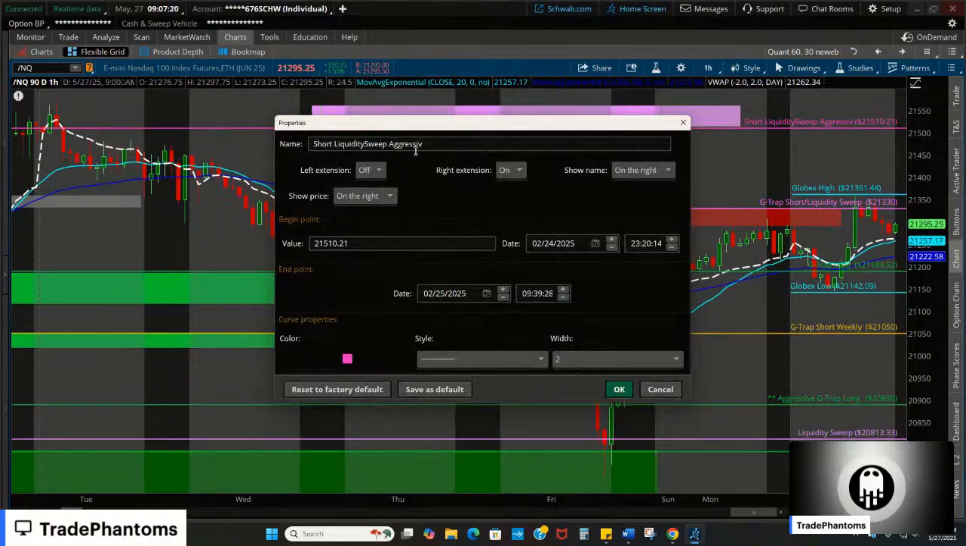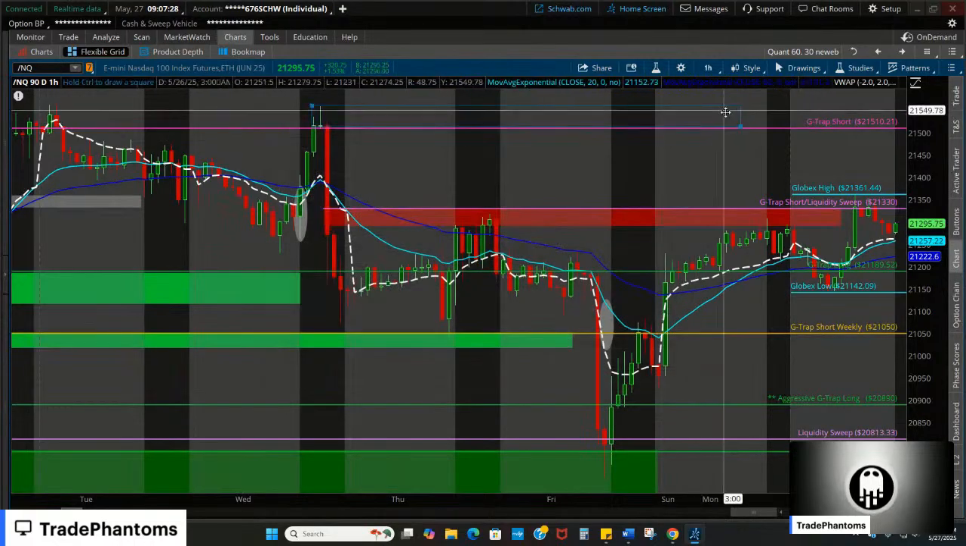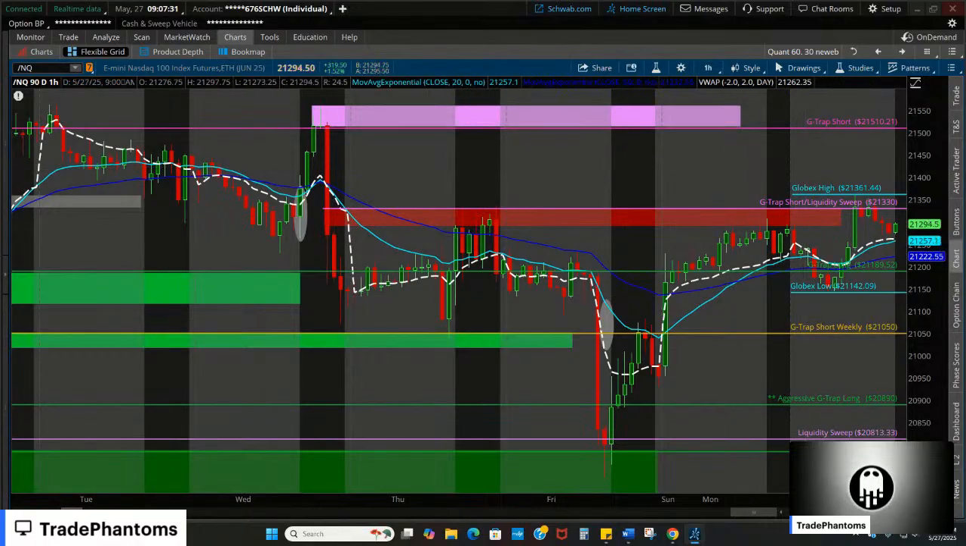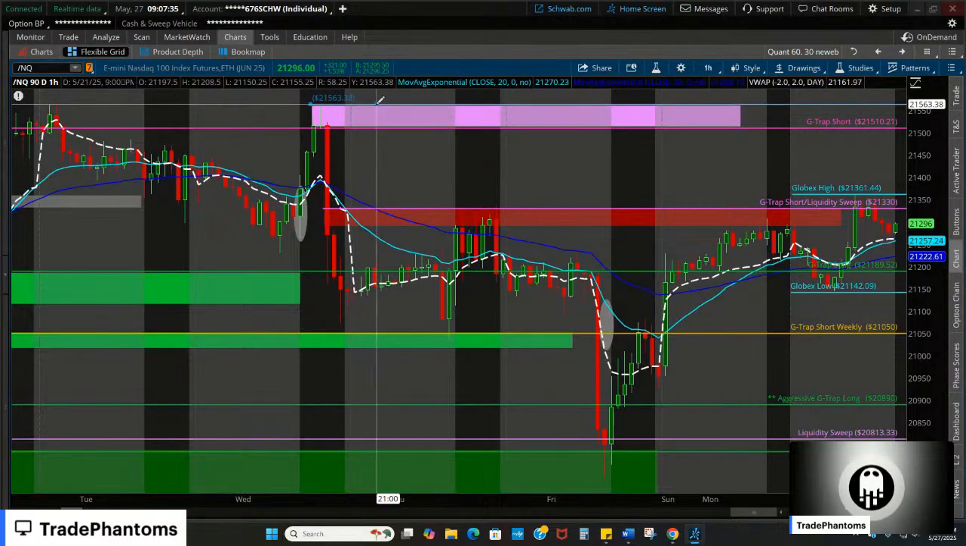Next level higher, G-trap short. If long, TP up here, take profit. We can start to begin to leg into a short, at least for day trading wise.